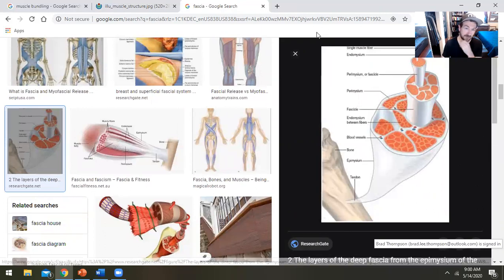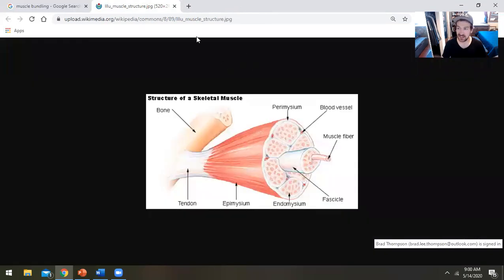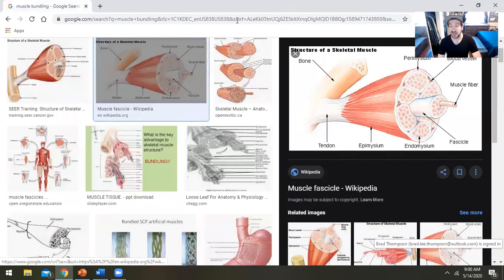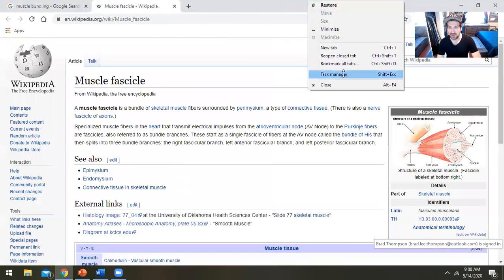And that's really great. But the problem with fascia is that it tends to have limited blood flow. It tends to get really tight really easily. That's why we get things like IT band syndrome. That's basically a tightening of the fascia in the IT band.